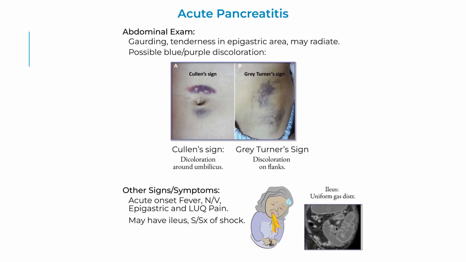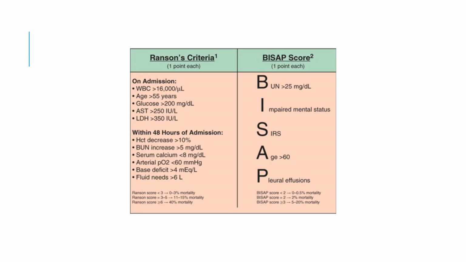Then in acute pancreatitis, there can be guarding, tenderness in the epigastric area, and blue or purplish discoloration around the umbilicus, called periumbilical, it's called Cullen sign. In the flanks, it's called Grey Turner sign. Other signs can be fever, nausea, vomiting, epigastric and upper quadrant pain. They may have ileus and shock. Here there is uniform gas distribution, that is ileus. Ileus is mainly a non-mechanical obstruction.